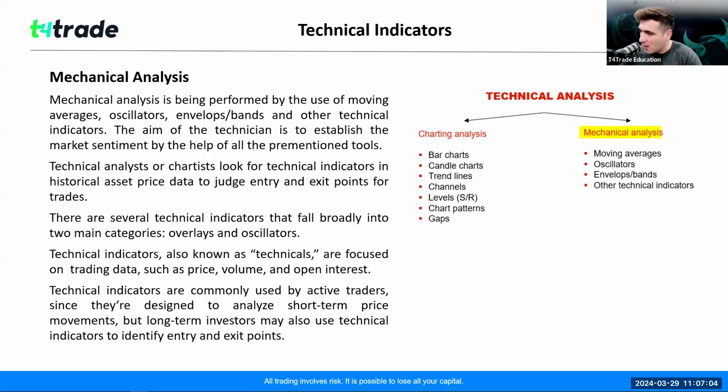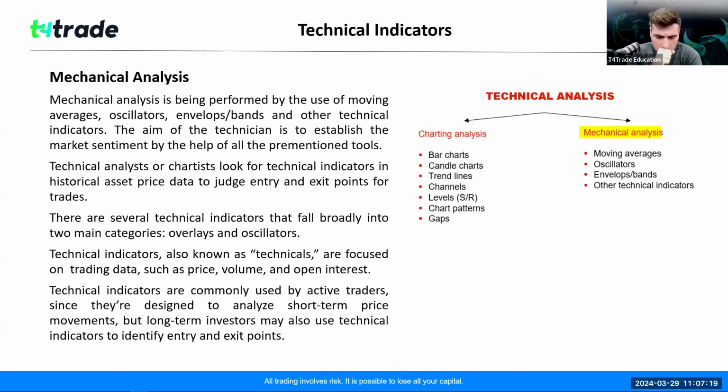There's a good reason why most traders use them. So they serve as a visual illustration of where the market is heading towards. Plain and simple, that's it. Mechanical analysis is performed by the use of moving averages, oscillators, envelopes, bands, and other technical indicators.